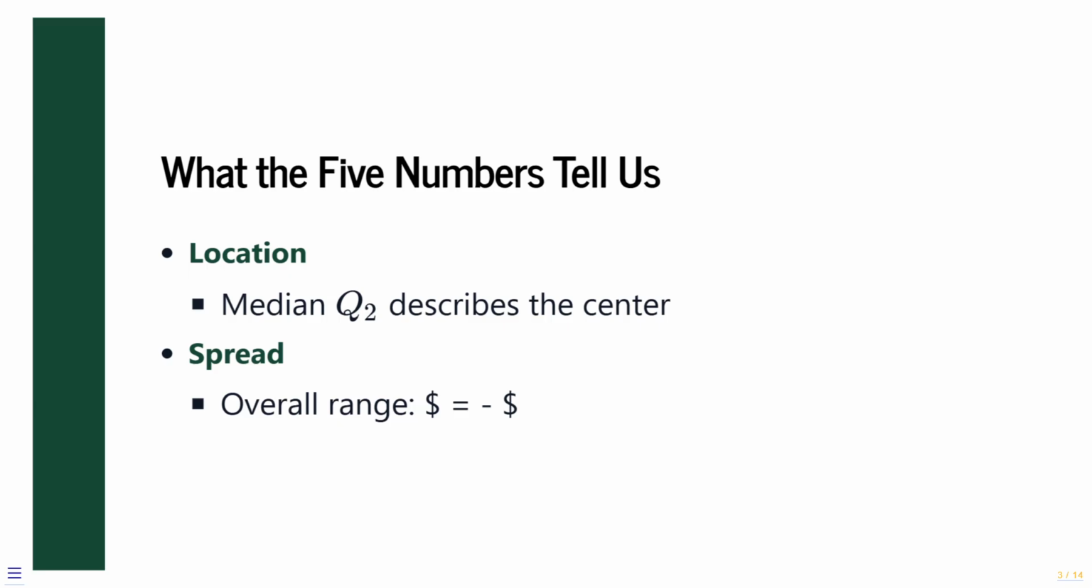Second, we get information about spread, how much the data vary. The most basic spread measure connected to the 5-number summary is the range, which uses the extremes. That's easy to compute and easy to interpret. It's the full width of the data set from smallest to largest. But the range can also be heavily influenced by just one unusually small or unusually large value. So we typically want a second measure of spread that focuses on the middle of the distribution. That's where the quartiles come in.